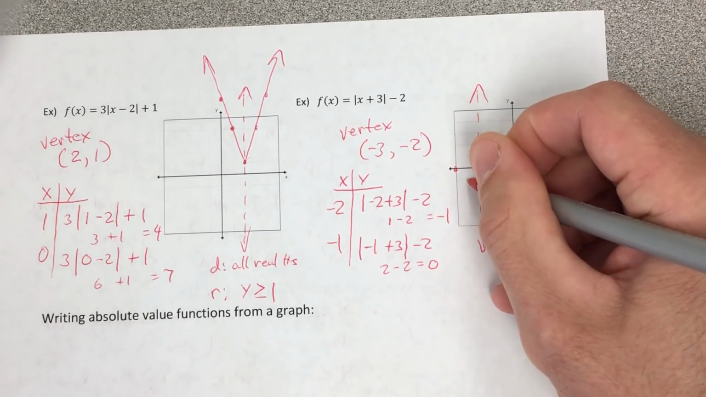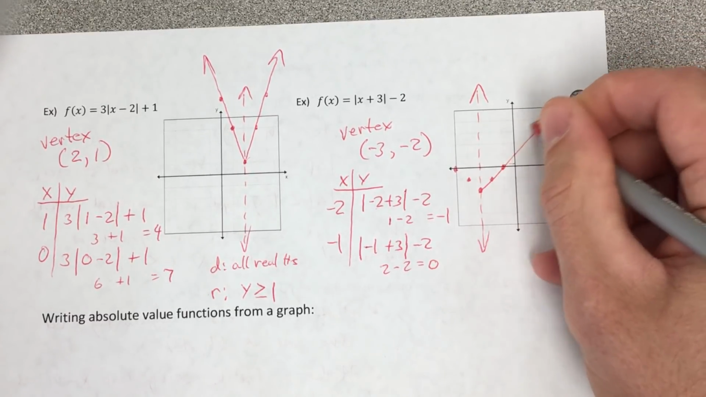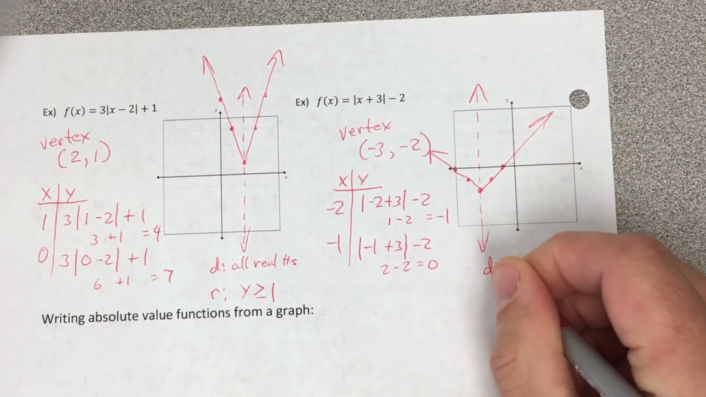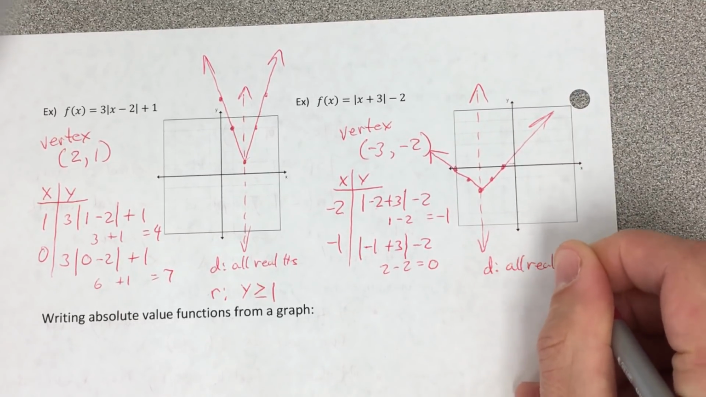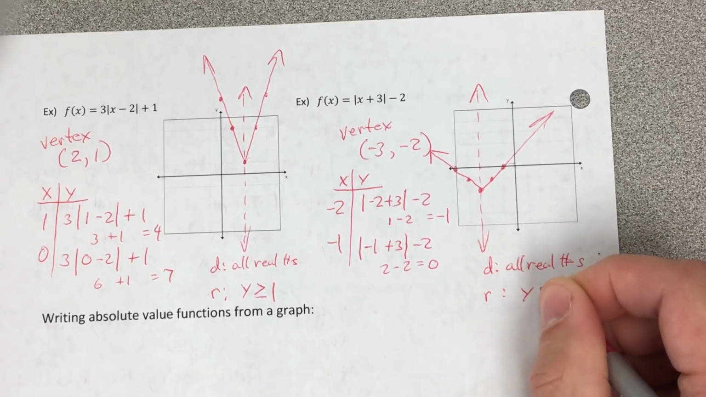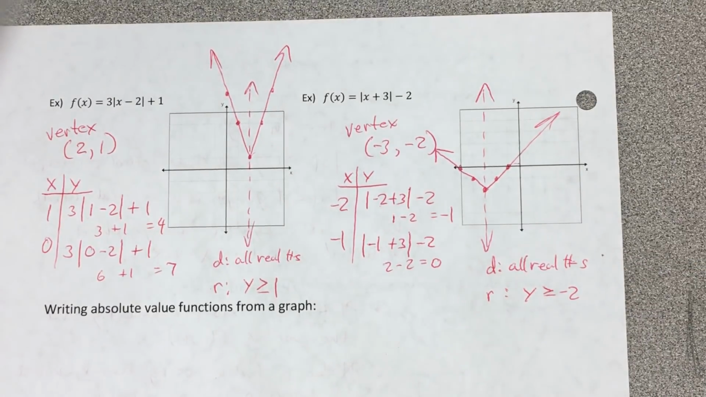Reflect those across your line of symmetry there. And there we have it. And domain, all real numbers. Range, it's going up, so we say y is greater than or equal to negative 2.